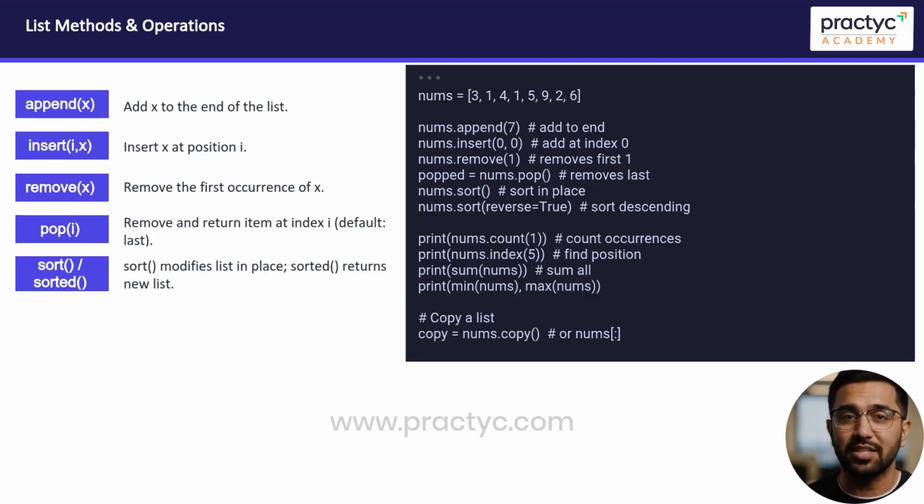Explore list methods. Append adds to the end, insert places at a specific index, and remove deletes the first occurrence. Use pop to remove and return an item. Sort lists in place or create a sorted copy. Count occurrences, find positions, and calculate sums. Copy lists with copy or slicing.